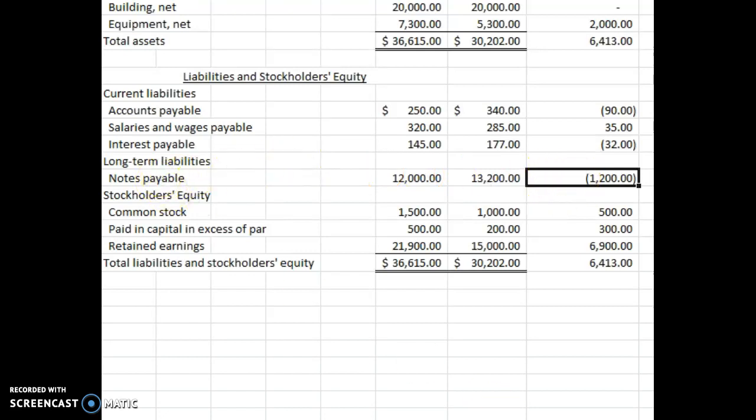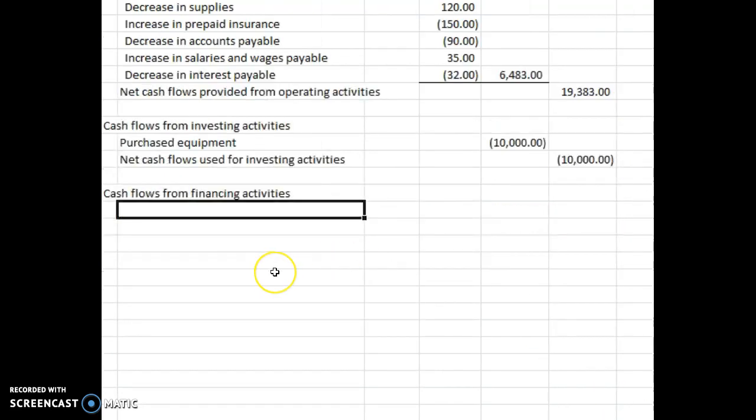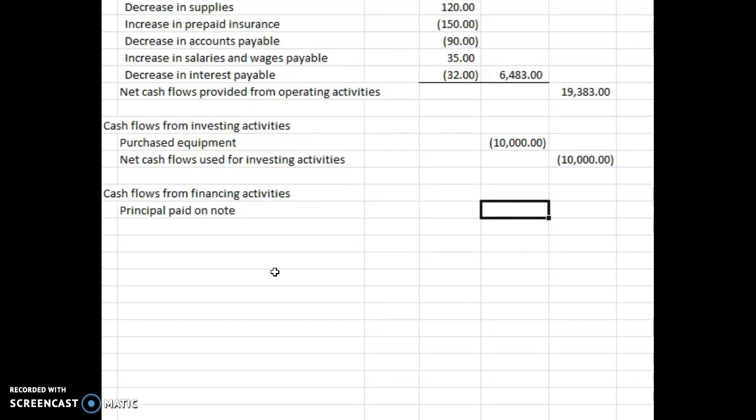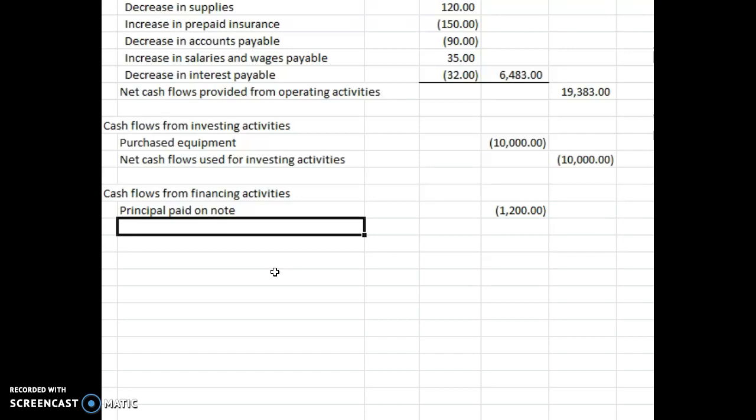So in the liability section, we know that we paid cash here. Right, we paid down the note. We paid some of what we owed, some of the principal of what we owed. So we're going to come in here and just say principal. Oops. Well, I can't spell today. Okay, hang on. Principal. There we go. Paid on note. All right. And that was $1,200. And that was a payment. So we're going to put a negative because we're showing that this is a cash payment.